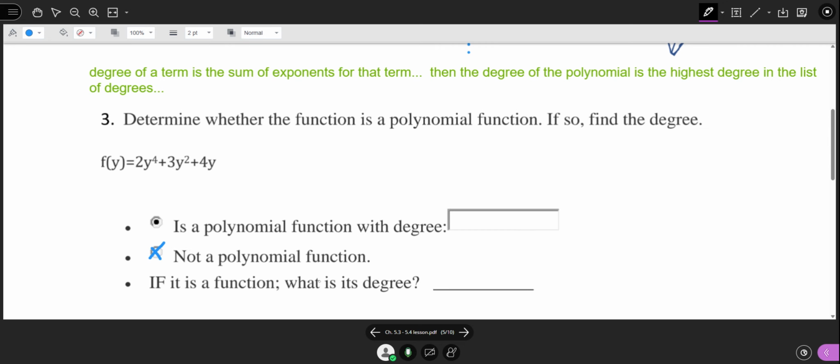So this is not a polynomial function because it doesn't pass the vertical line test, because this is a y to the fourth. If it was x to the fourth, it would be good, but it isn't.